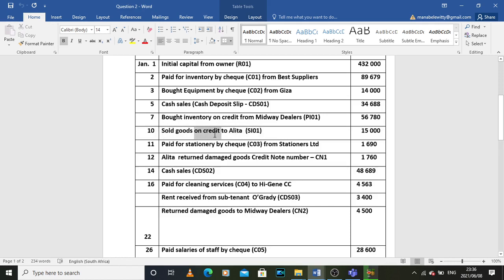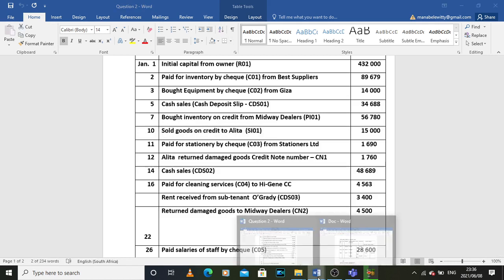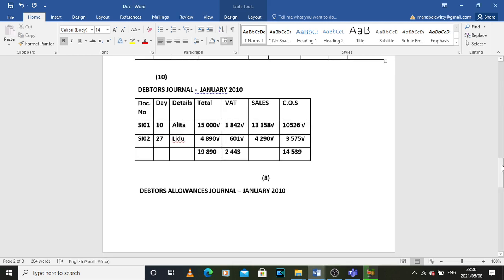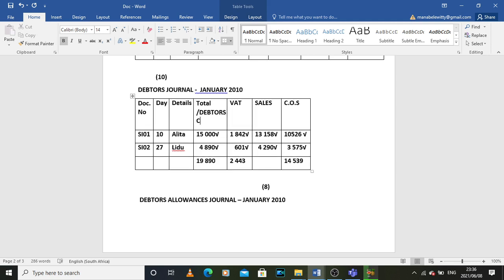Now here you sold goods on credit, you didn't sell it for cash, you didn't receive money, so you must go straight to your debtors control. How do you account for this one? You go to your debtors control, it's date number 10. You sold goods for 15,000. You must separate VAT and sales, because the total is made up of VAT and sales each and every time. It's either your totals or your debtors control. How do you do it? Same calculations.